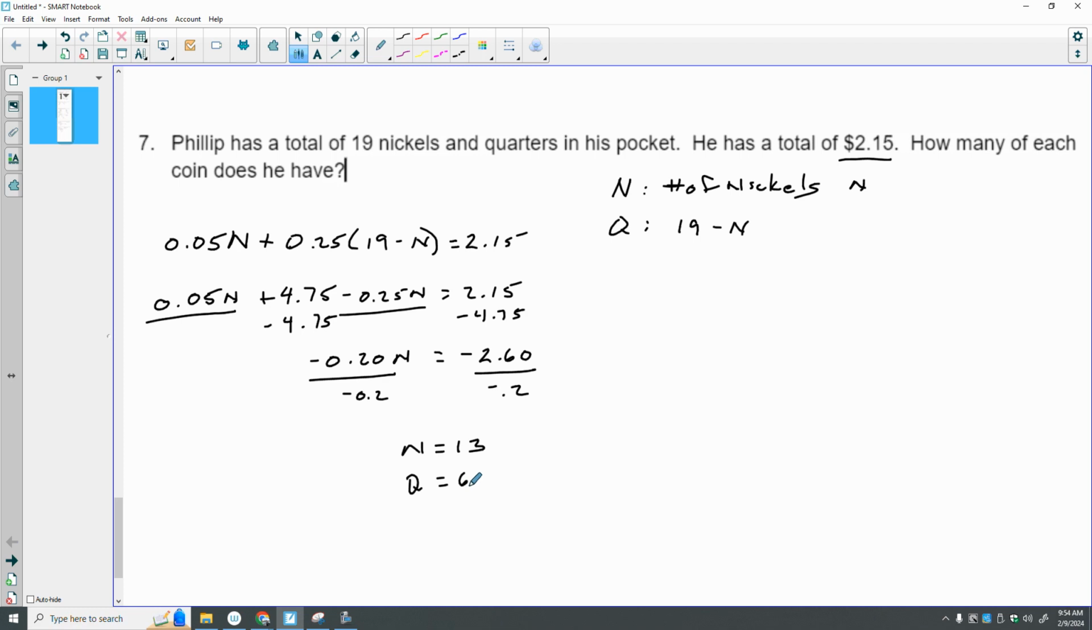I would plug the 6 back in and double check. 6 times 0.05 plus 13 times 0.25, and I would see, does that equal $2.15? And if you work it out, it does. So that's it. That's the end of the problems.